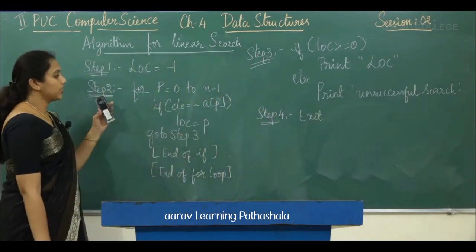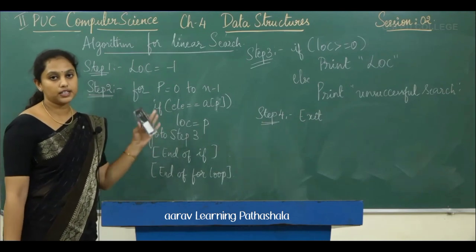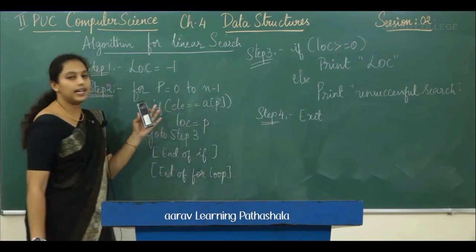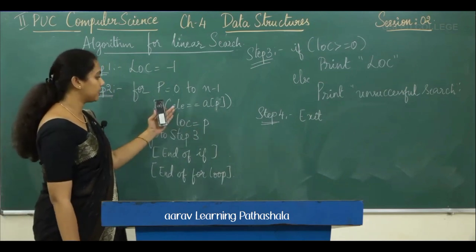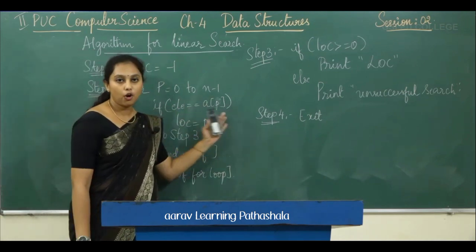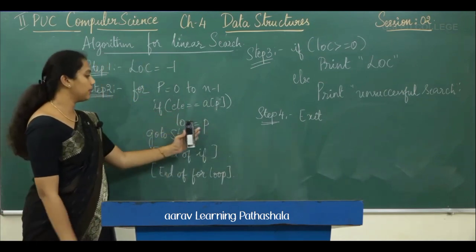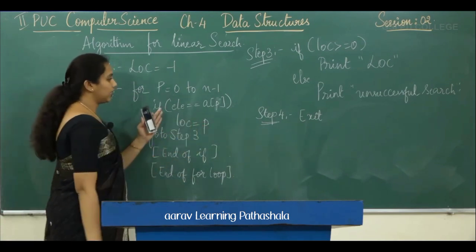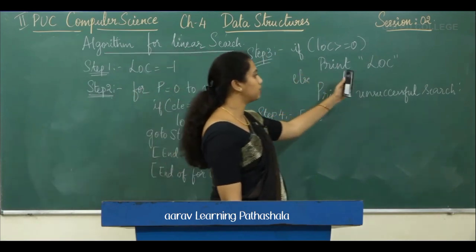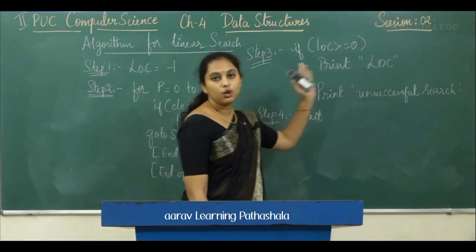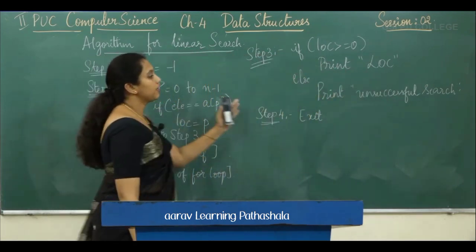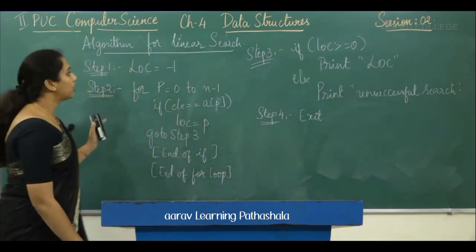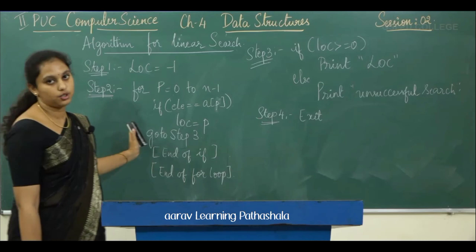So in linear search, the search starts from the beginning, that is, lower bound to upper bound. Hence, for P is equal to 0 to n minus 1, if the search element is equal to A of P, then the location will be P. Next, if the location is greater than or equal to 0, we print the location of the element, else we print unsuccessful search. So this is the algorithm for linear search.